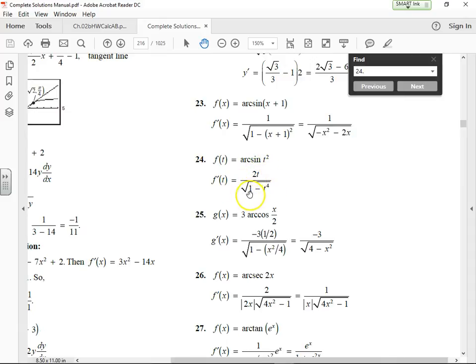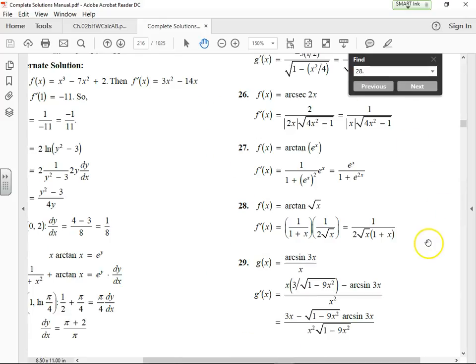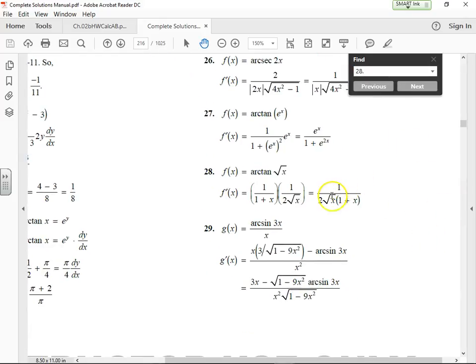2t over square root of 1 minus t to the 4th. Oh my god, I got it right. Is that a good feeling? Yeah. All right, good. Next one, 28. 1 over 2 root x times 1 plus x.